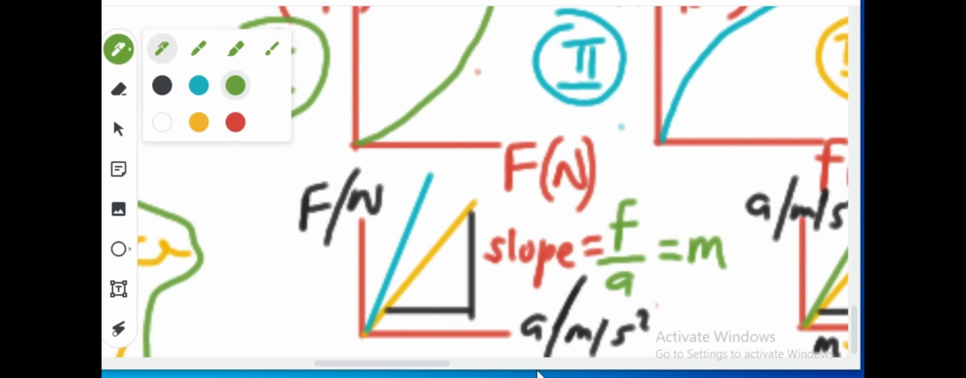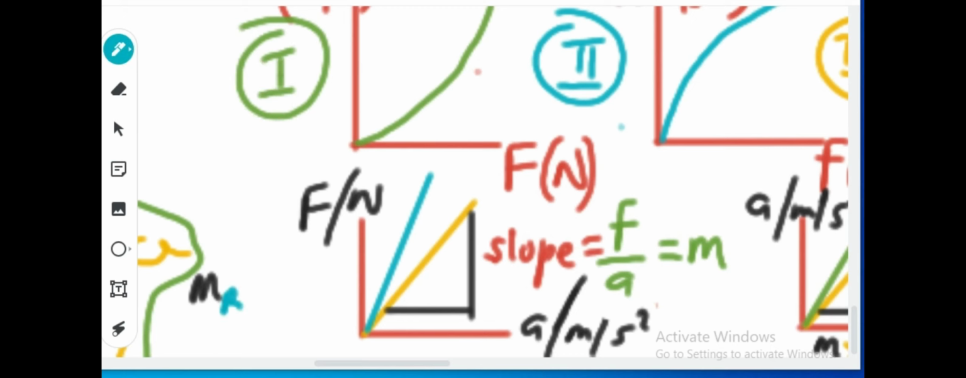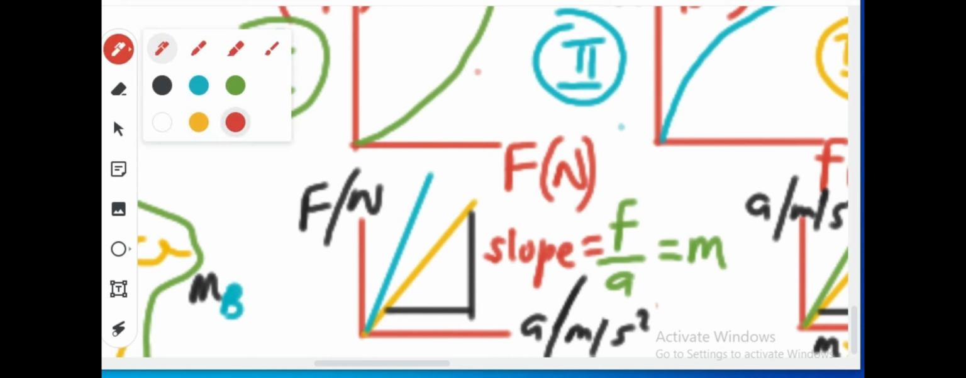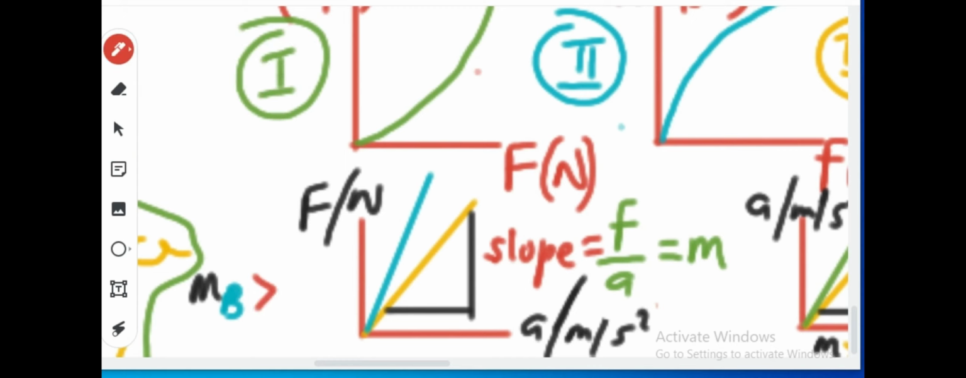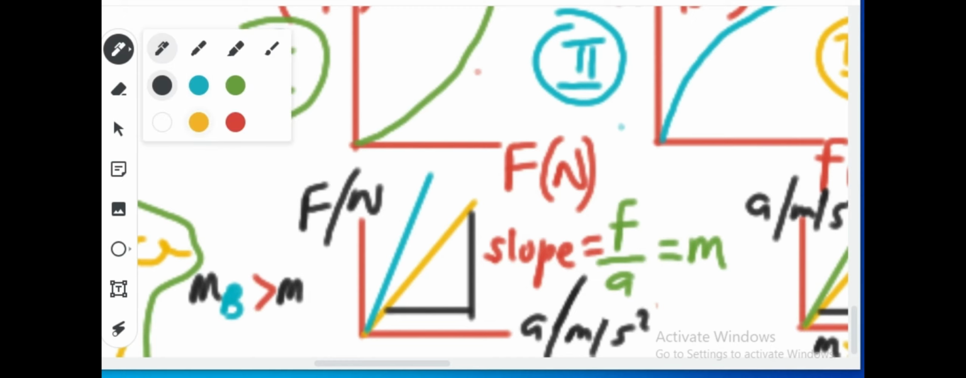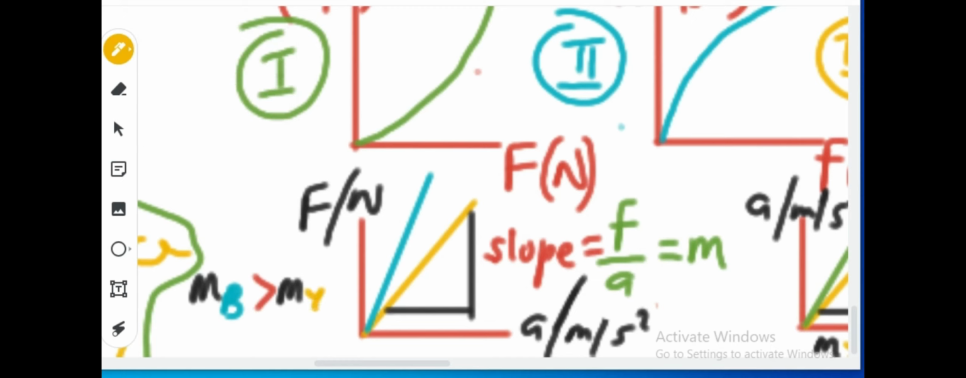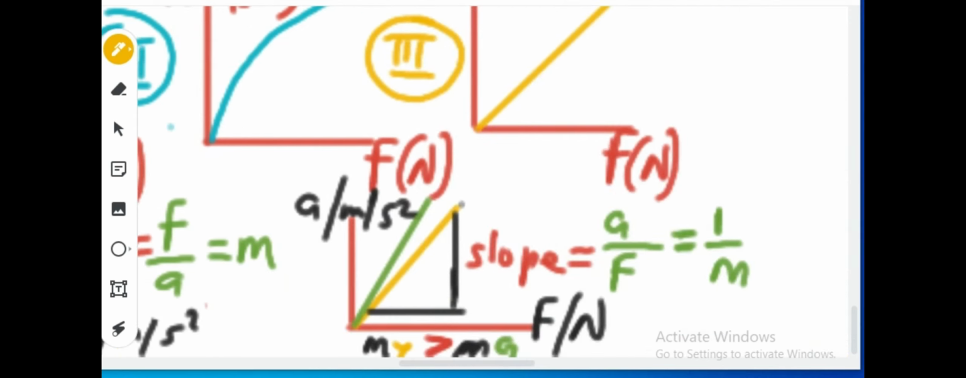So the mass of the blue one is obviously bigger, because it's steeper, than the mass of the yellow one. I hope you can get the difference. Okay.